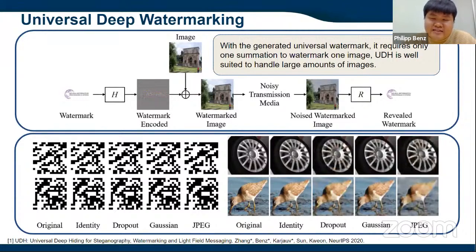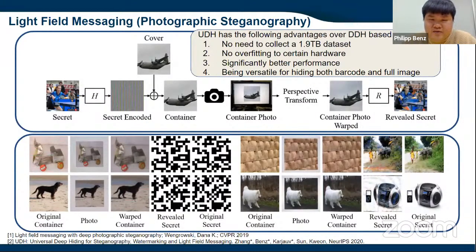And they have done something very similar to us, but in their work, they could only hide a simple binary message, but we can hide the full color image. I would say our work in this sense can extend the application to make it more useful. And we also apply this simple universal deep hiding net architecture for the task of light field messaging.